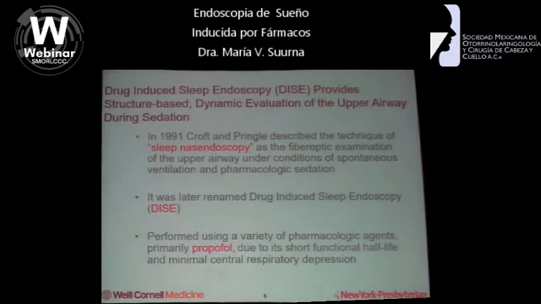There are different ways to perform drug-induced sleep endoscopy, but most commonly propofol is the preferred way to sedate patients during sleep because it has a very short half-life and very minimal respiratory depression. If you use propofol, patients wake up like nothing happened. So you really don't have a long recovery period, and most patients can go back to their daily activities, and you have no issues with them obstructing and recovering afterwards.